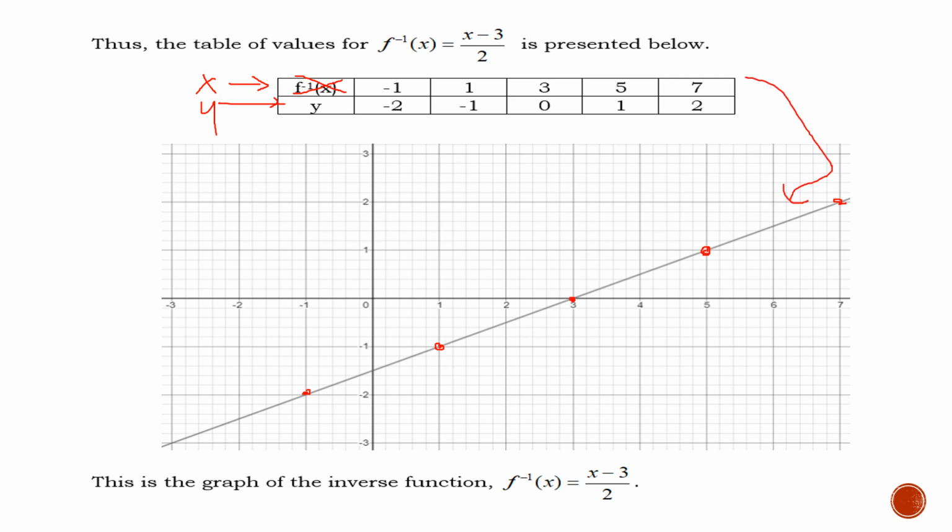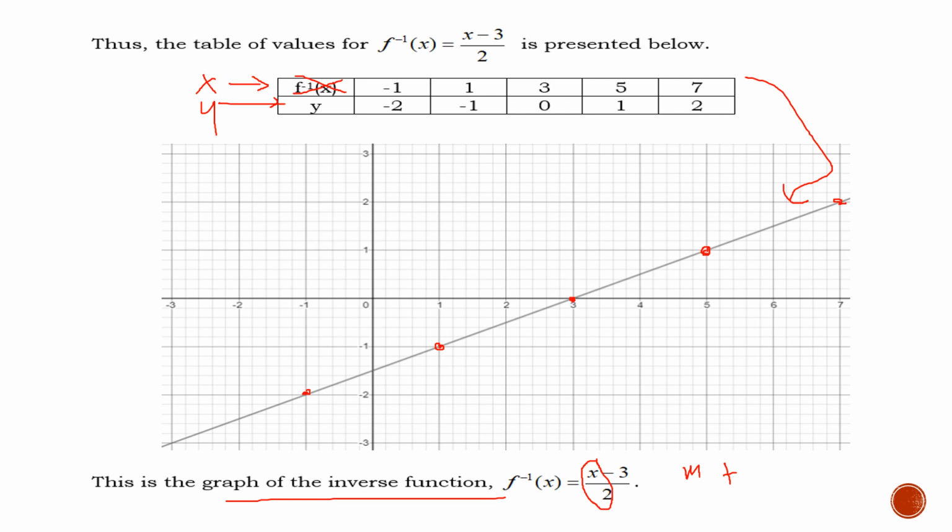So again, as you can see in this function, this is the graph of the inverse function f raised to negative 1 of x is equal now to x minus 3 over 2. So as you can see, your m now, or your slope now, is a positive value. It's 1/2 x, meaning to say that your line rises from left to right.